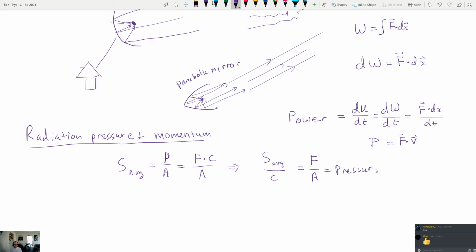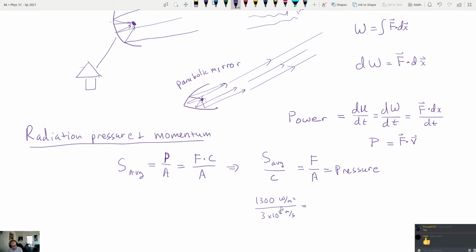So look at that. You can actually define the pressure of a light wave by just taking S average and dividing by c. That'll tell you literally the force per unit area that it places on the surface. We could use an example we just used a second ago. The light from the sun has an average Poynting vector of about 1,300 watts per meter squared. If we divide that by 3 times 10 to the 8, this is going to give us an actual value for the pressure of the light beam coming from the sun on the surface of the Earth.